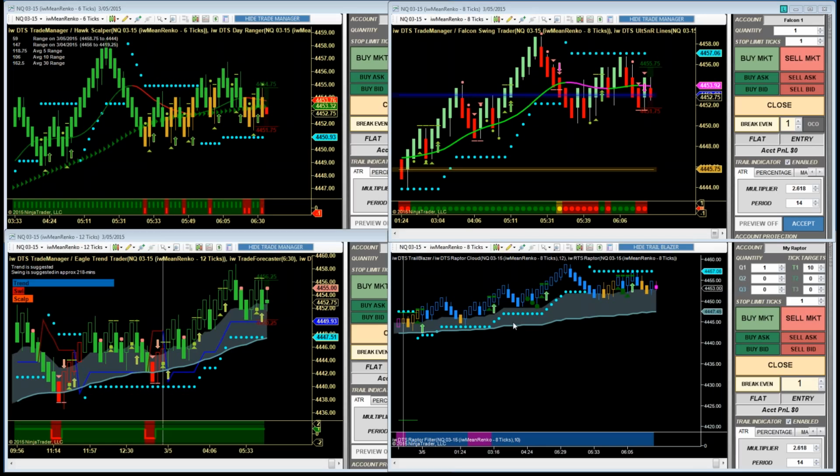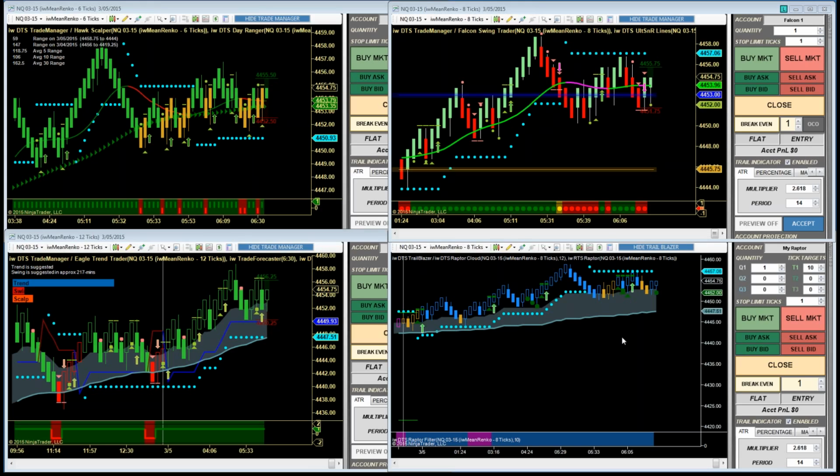For those of you who are new in the room this morning, welcome. What you're looking at here is the diversified trading system. I've got my Hawk Scalper in the top left corner, my Falcon Swing Trader top right, Eagle Trend Trader bottom left, and the Raptor on the bottom right. This is the NASDAQ that you're looking at, and I'm also running soybeans and crude oil on my other chart. Of course, I can take a look at any market which is of interest to you.